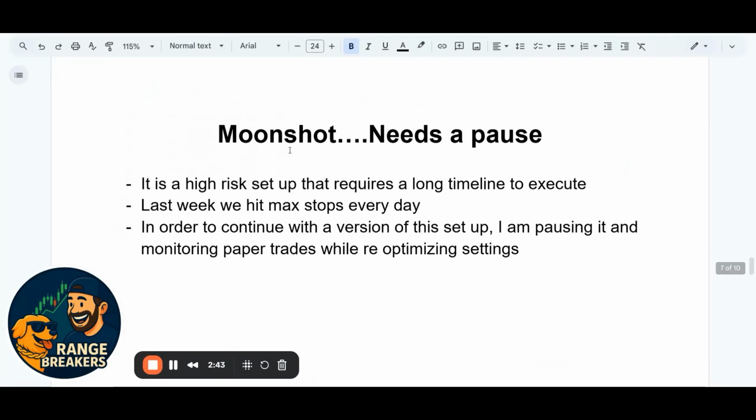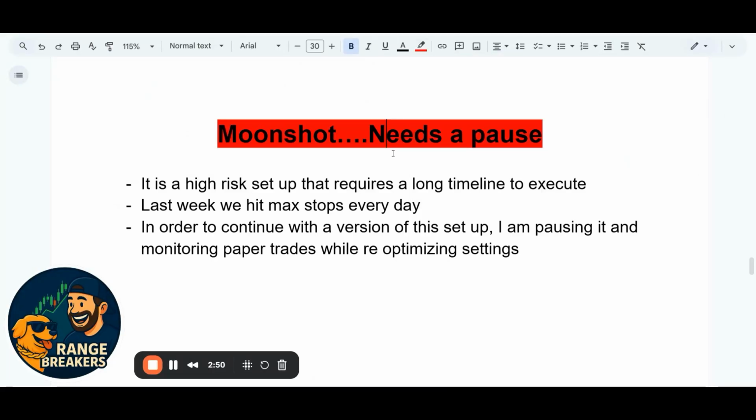Secondly, Moonshot had a good start. Week 2, we've had to pause it. The worst news you could have. So it's clearly a high-risk setup. It's an all-day move. And last week we hit our max stop every day, which has never happened in the backtest. I think the most losers ever was 3, and we had 5.